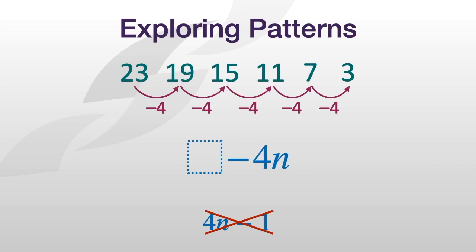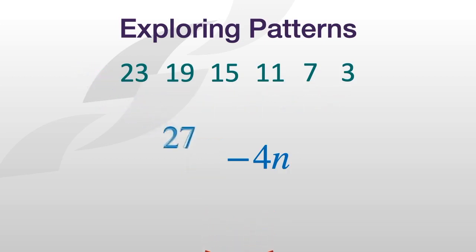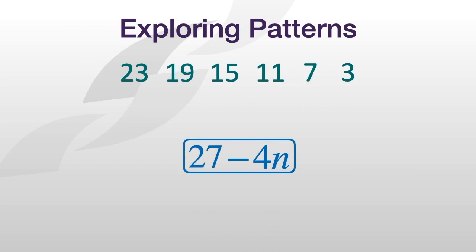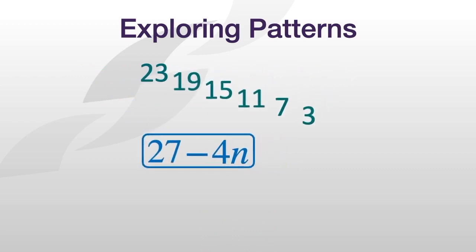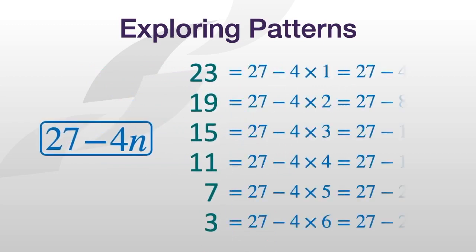There is an interesting way to figure out the constant for any of these relations, and that is to extend our pattern to the left, because then n would be 0. So our pattern rule is 27 minus 4n. We should check this out. By calculating with different input numbers, we see that it does fit the pattern.